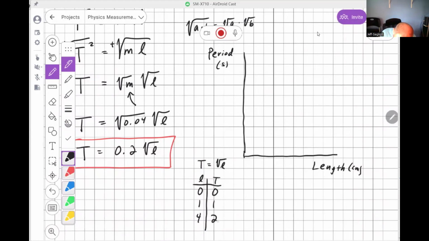So if you plot these values, right, let's say this is, so 0, 0 is right here, 1, 1 is right here, 4, 2 is, say, here. Then this curve will look something like this. It'll look like a sideways parabola, right? It's a square root function. So when you do this graph, you should have this nice square root function.